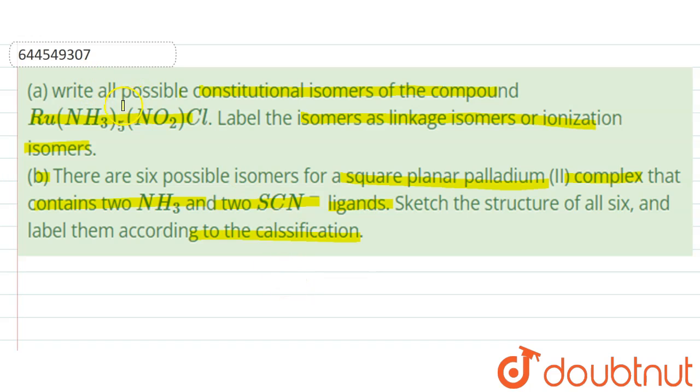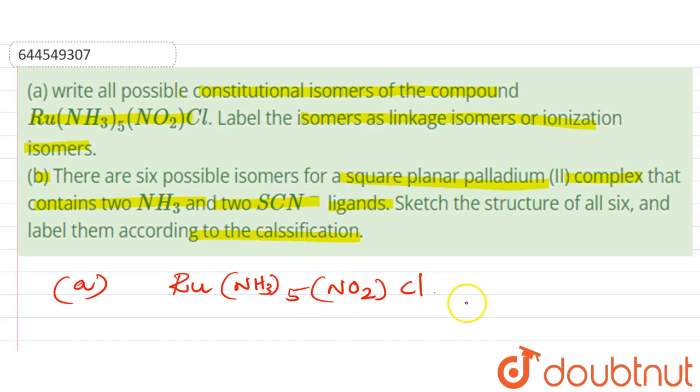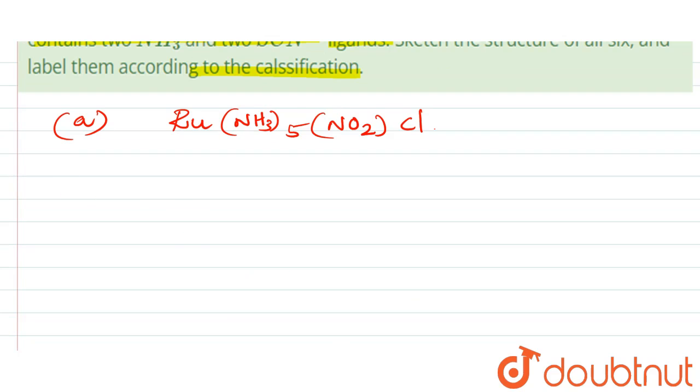Okay. So, in the A part, we have been given that write all possible constitutional isomers of the compound [Ru(NH3)5NO2]Cl. So, this is the compound and we have to write all possible constitutional isomers of this compound, and also label the isomers as linkage and ionization isomer. So, the compound given is [Ru(NH3)5NO2]Cl.